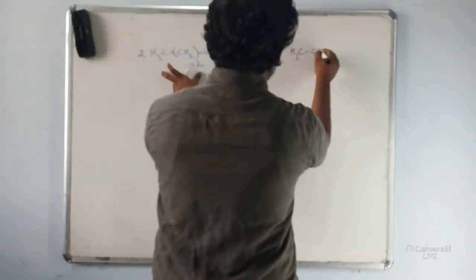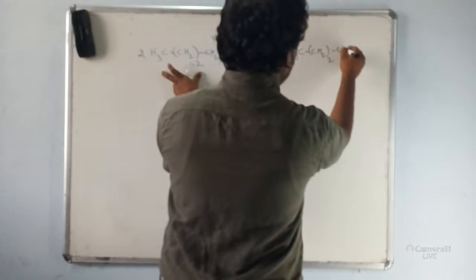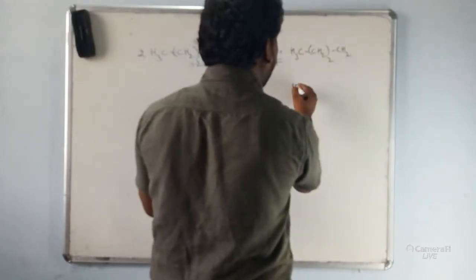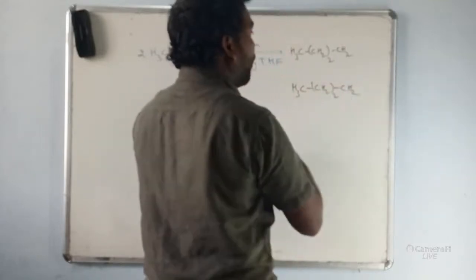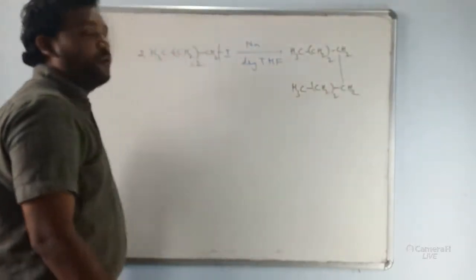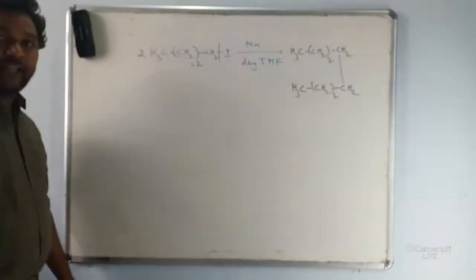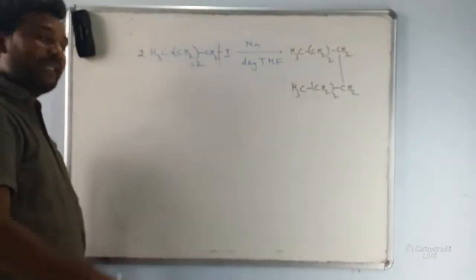That is CH3, CH2 taken twice, CH2, and write this other same unit. Then make a new bond between these two carbon atoms containing halogens. That's how you get the product here. Easy enough. A symmetrical higher alkane, right?